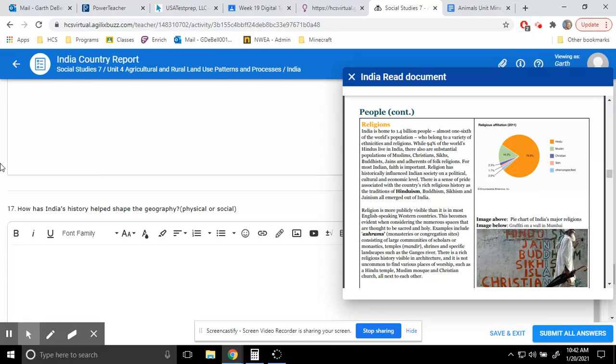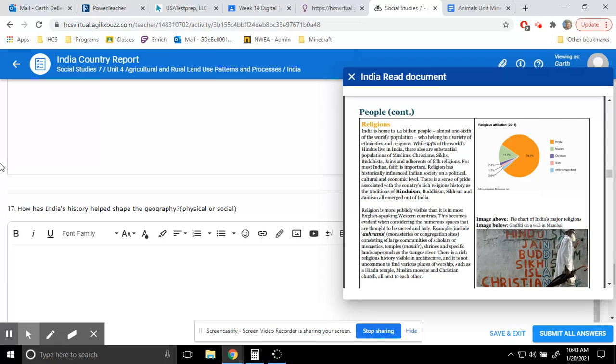How has India's history helped shape the geography? This question throws people off some. When I talk about how history has helped shape the geography, what have they done in the past that had a significant impact on either the physical geography or the social geography? For example, India has a caste system where you're born into a caste and that is where you stay for your entire life. And a lot of things are dictated by your caste.